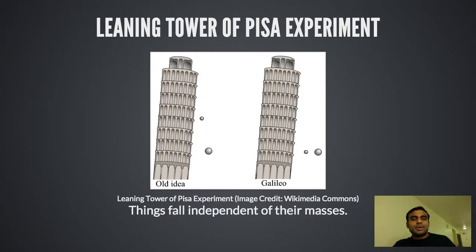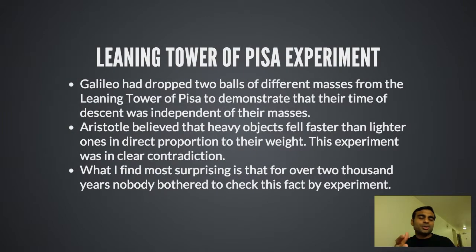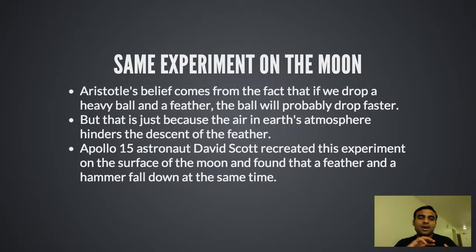Another very beautiful experiment that Galileo did was that he dropped a heavy object and a light object from the Leaning Tower of Pisa, and he demonstrated that both objects fall down at the same time. The old idea due to Aristotle was that heavier objects fell faster than the lighter objects. But Galileo demonstrated that things fall independent of their masses. What I find most surprising is that for 2000 years nobody bothered to check Aristotle's belief by an experiment.